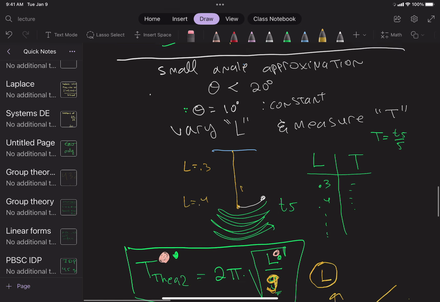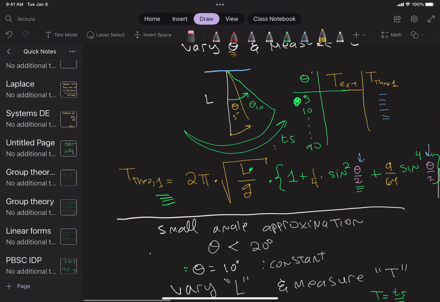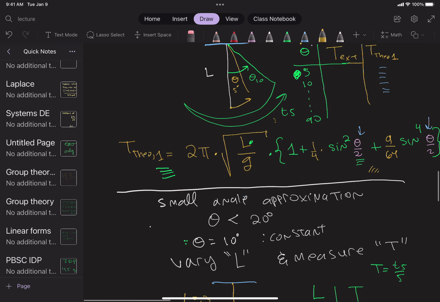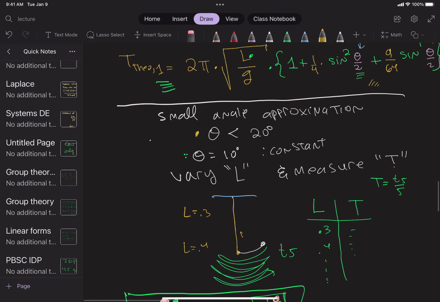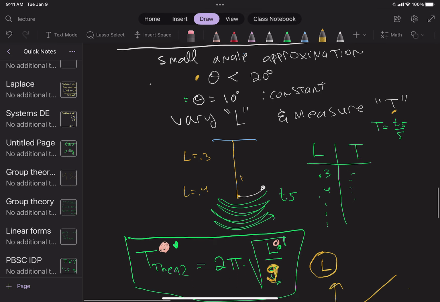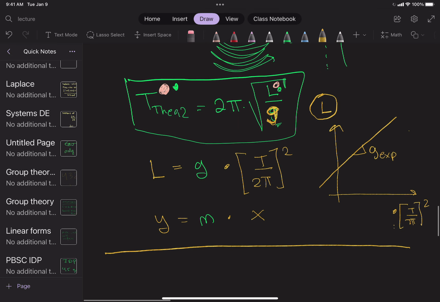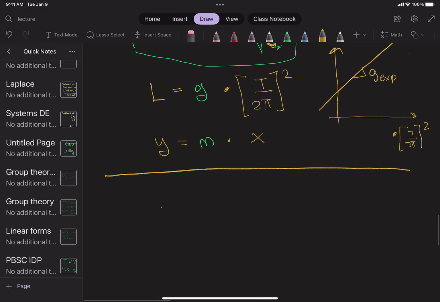So let's just review. For part 1, all you're doing is calculating the pendulum period versus angle, and you're going to compare it to this formula. And for part 2, you're going to keep the angle fixed, and you're going to change the length. For each length, you're going to measure the time for the pendulum to vibrate once. And once you do that, you're going to make a table. So I'll put that here.